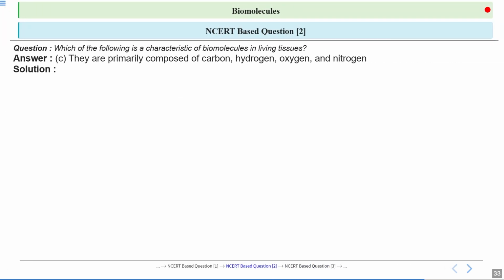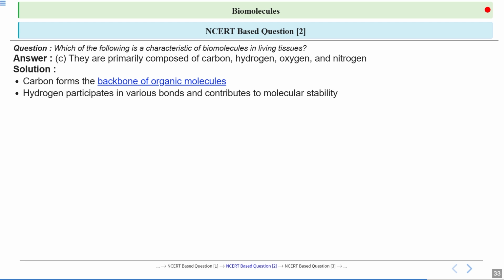So let's have a look at the answer. Option number C is the correct answer here. They are primarily composed of carbon, hydrogen, oxygen, and nitrogen. Now, carbon forms the backbone of the organic molecules. Hydrogen participates in various bonds and contributes to molecular stability.